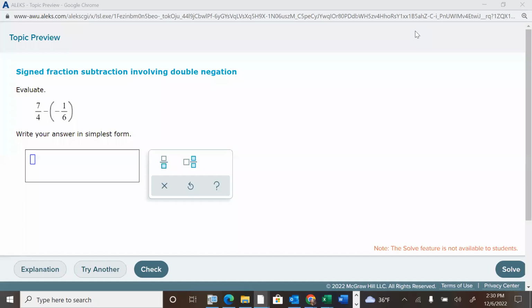Okay, on this one, double negation, meaning you have a negation sign and then another one right after it, right next to each other with no number in between them.